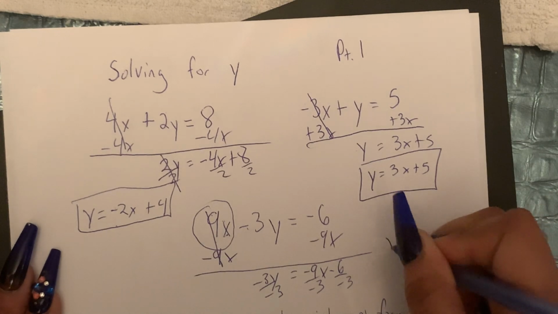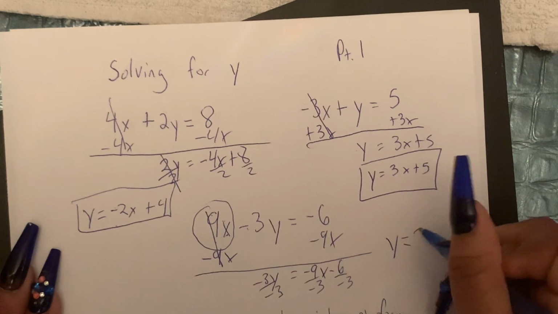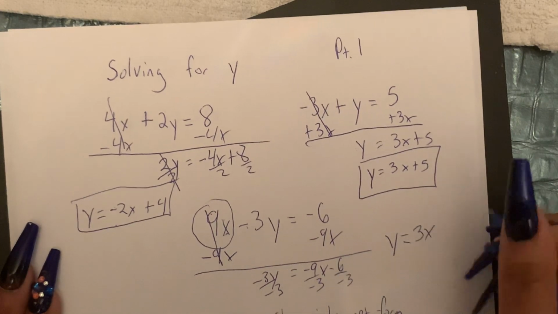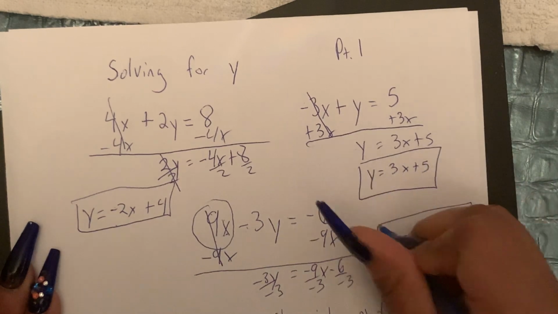Okay, so I have y equals negative 9 divided by negative 3 is positive 3x. Negative 6 divided by 3 is positive 2. That is my equation. That's it.